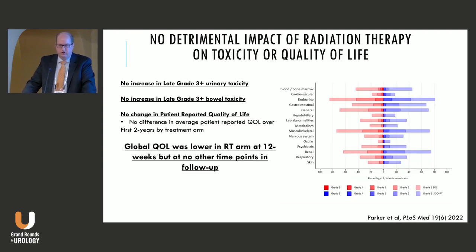Notably also, there was no significant detrimental impact of radiation therapy on toxicity or quality of life. There was no increase in late grade 3 urinary toxicity, no great increase in late grade 3 bowel toxicity, and global quality of life presented there in the bar graphs was lower in the RT arm at 12 weeks, but at no other time point in follow-up was global quality of life affected by radiation. So you could delay progression-free survival across the entire group. You could potentially improve overall survival in the low-volume group, and at the cost of little to no added toxicity and no impact on quality of life.